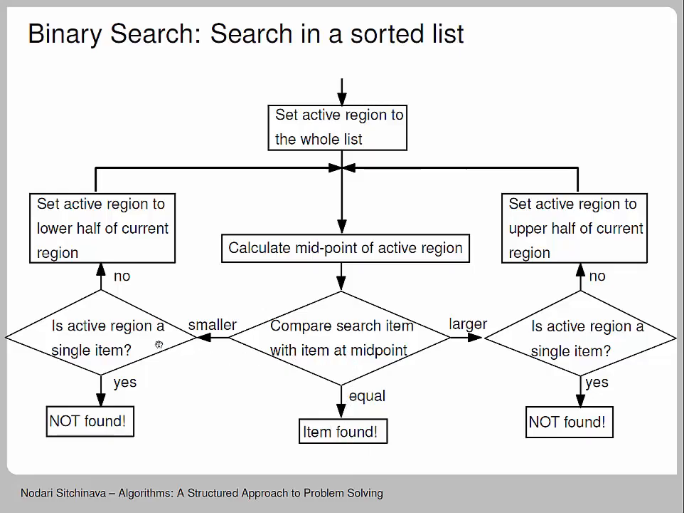If it's smaller, then we check if the active region is a single item. If it's yes, then that's the only item that we needed to check, and it's not there. If the active region is more than one item, then we set the active region to be the lower half of the current region, and then we repeat the process by checking the midpoint and so on and so forth. The active region is the search space that is equivalent, in the card example, to the set of possible cards that you might be holding in your hands.